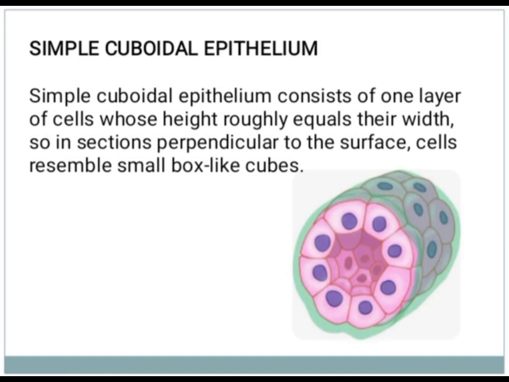Simple cuboidal epithelium consists of one layer of cells whose height roughly equals their width. So in sections perpendicular to the surface, cells resemble small box-like cubes. So this type of epithelium ay makikita naman sa kidney at coverings din po ng ovaries o sa reproductive system ng mga babae. Ang function din nito ay for secretion and for absorption.